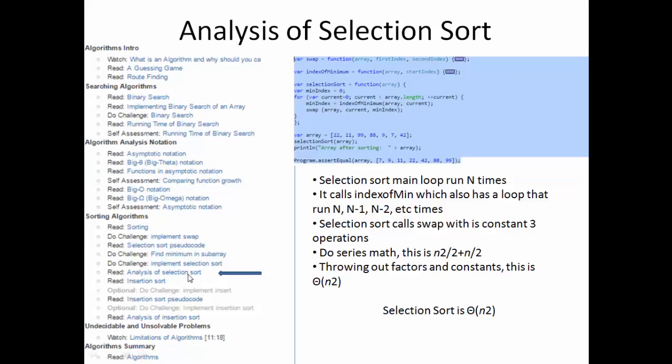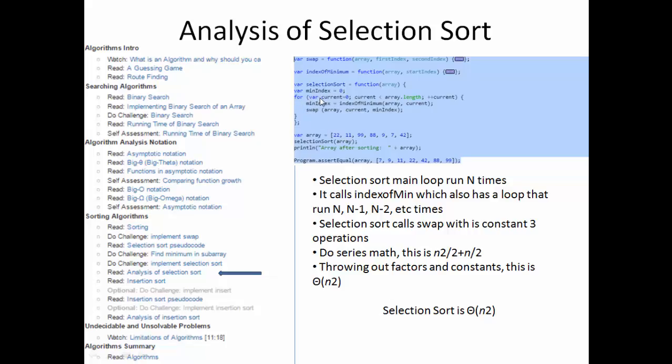The Khan reading now goes through the analysis of selection sort. It's going to come up with one of those labels, order n squared, that we saw back in the notation using big O. Well, they'll use big O, but it could be big theta or big omega, one of those notations. So the reading takes them through a detailed analysis, but the essence of it is this.